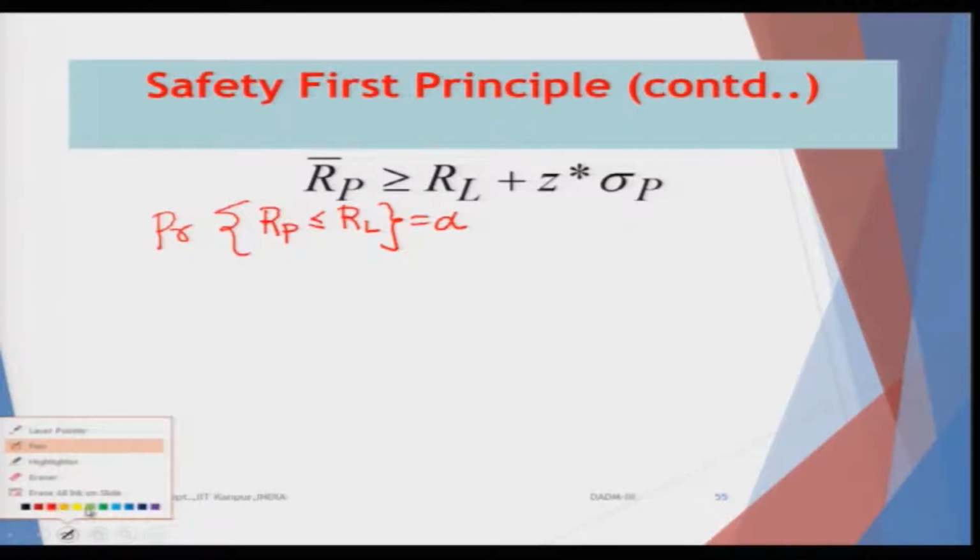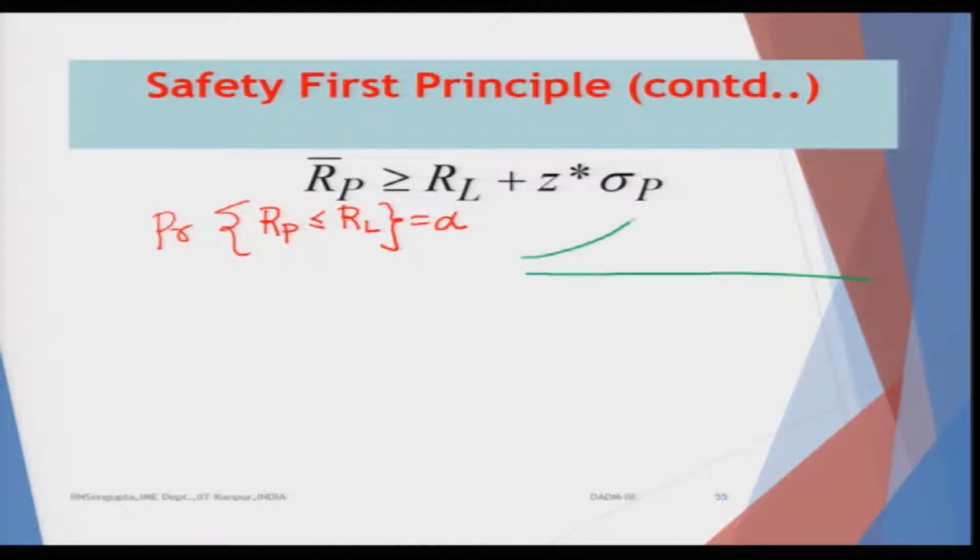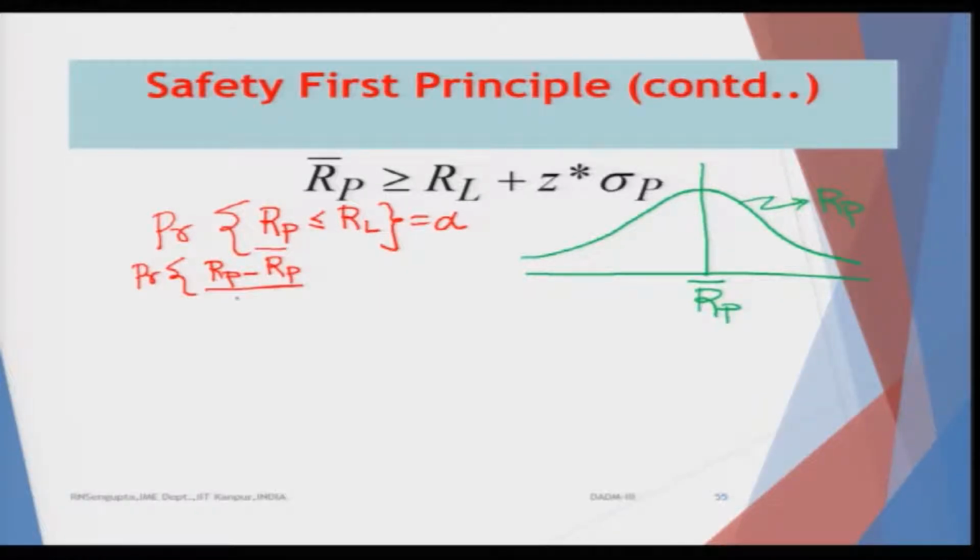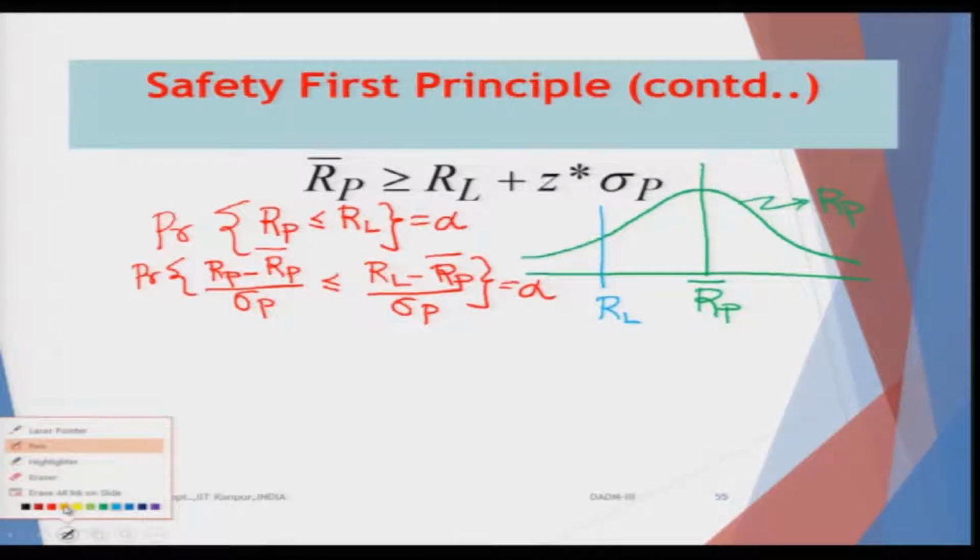Let me draw the diagram also. Consider this a normal distribution. This is the mean value, RP bar, and this is the distribution of RP. Now, considering the normal distribution, it is the probability that (RP minus RP bar) by sigma P is less than or equal to (RL minus RP bar) by sigma P, which is equal to alpha. Consider this value of RL here. I am using different colors in order to differentiate, and this is the area, the alpha value.